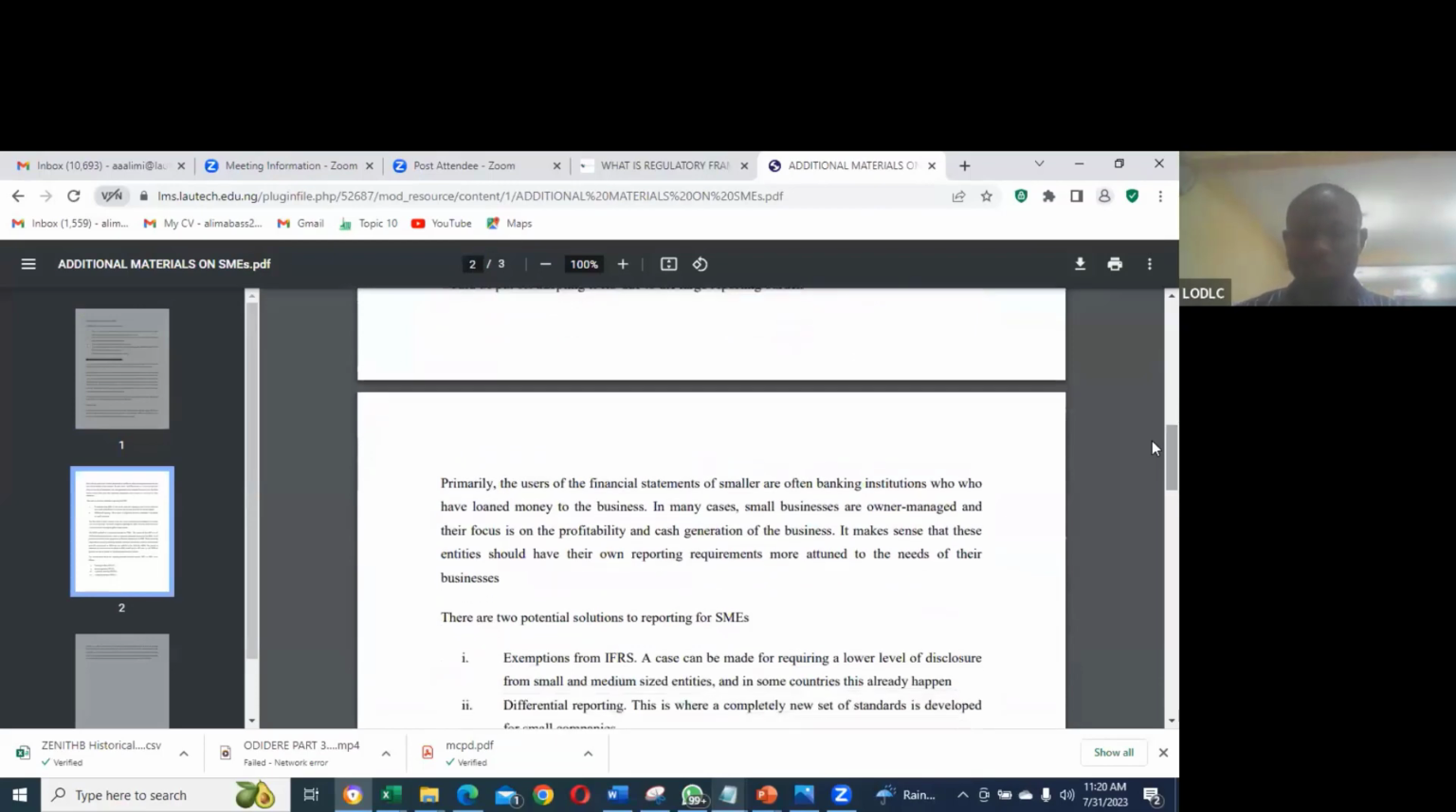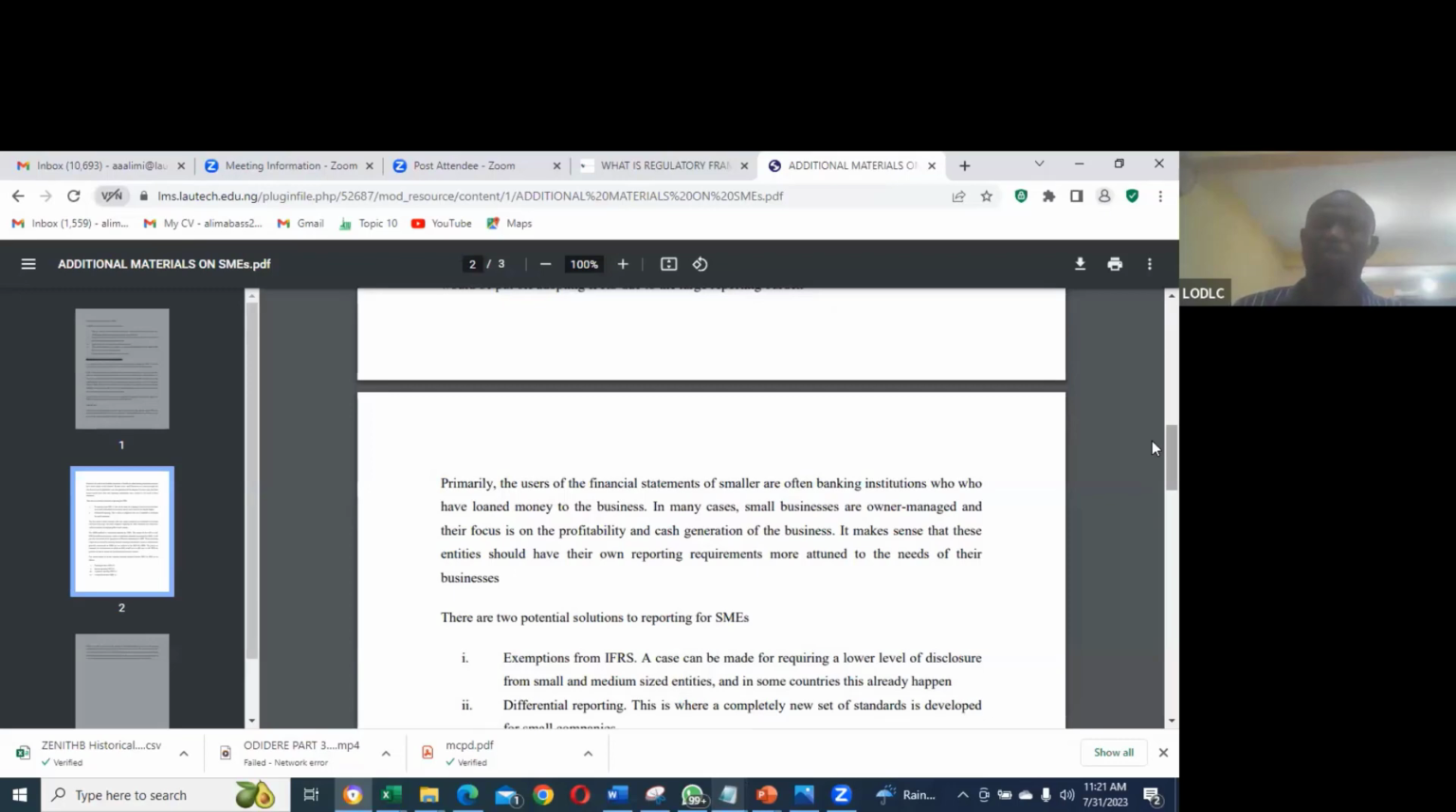Primarily, the users of the financial statements of smaller entities are often banking institutions who have loaned money to the businesses. In many cases, small businesses are owner managed, and their focus is on the profitability and cash generation of the business. It makes sense that these entities should have their own reporting requirements more attuned to the needs of their businesses. So that's the agitation of the SME owners.